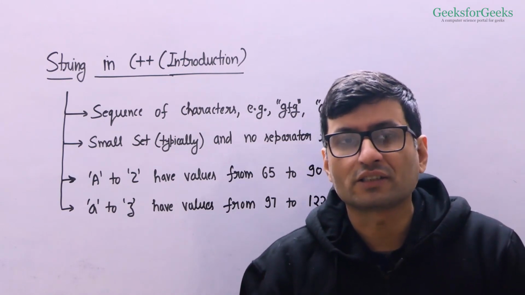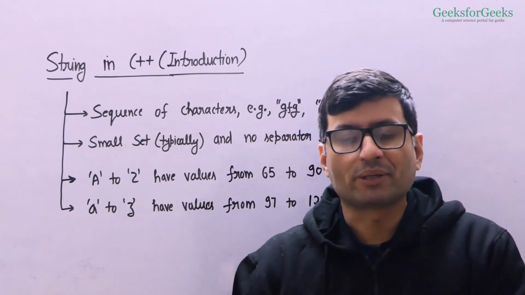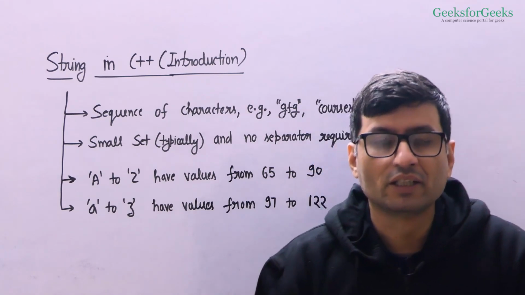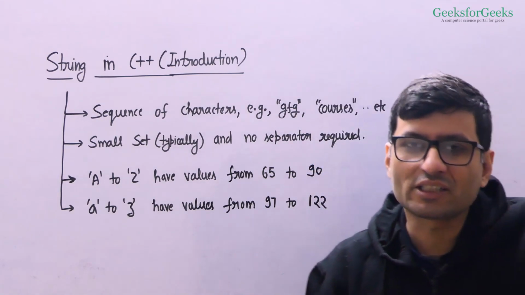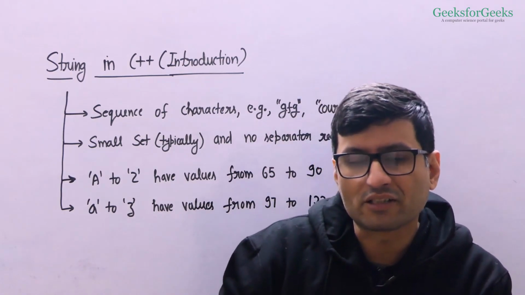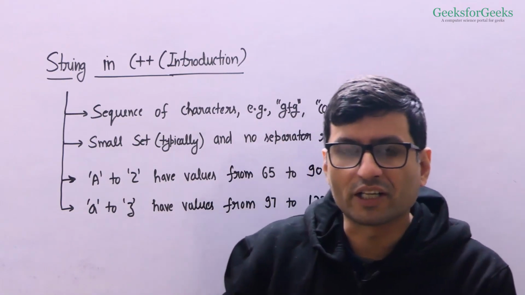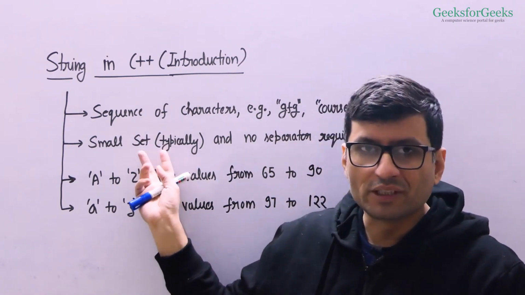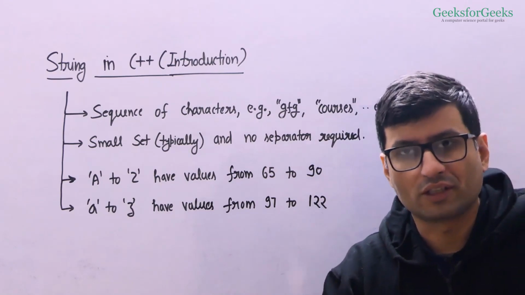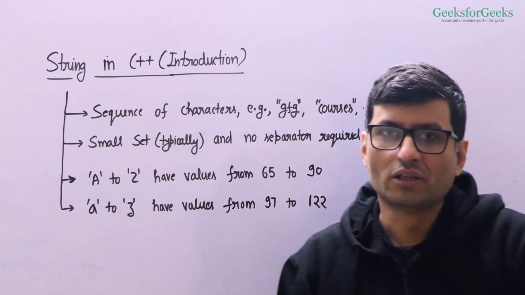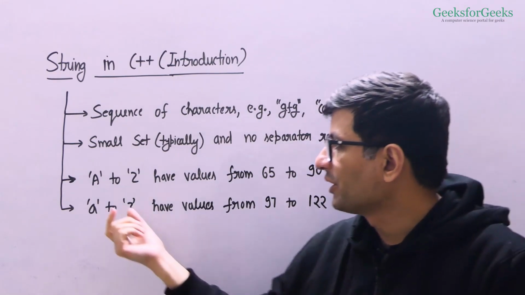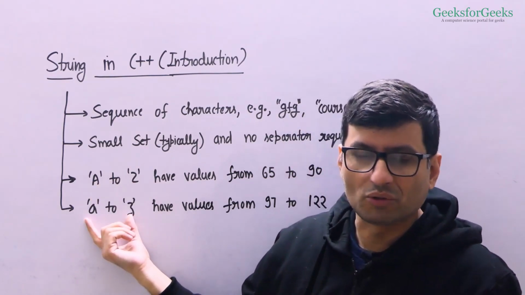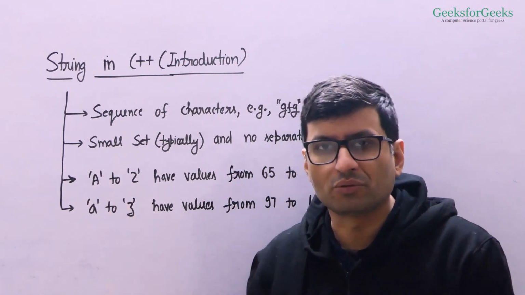Now the question arises, why are we having a separate name string? Why do we not call them simply an array of characters? The answer for this is strings are somewhat special. They are slightly different from normal integer arrays or floating point arrays. The first reason for difference is the set of elements in a string, the set of characters, is typically small. For example, we most of the time deal with capital A to capital Z, which are only 26 characters, and small a to small z, which are again 26, total 52 characters.